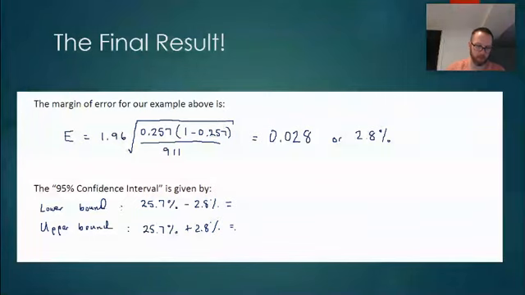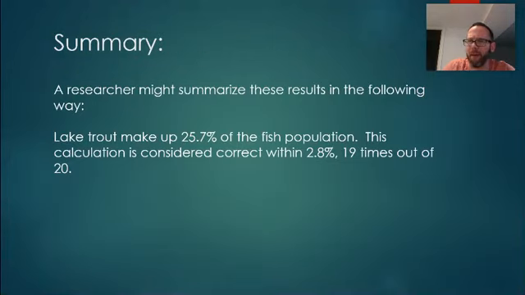25.7 minus 2.8, 22.9%. And 25.7 plus 2.8, I'm ashamed that I'm not using mental math, but I have 2 kids and I'm tired. 28.5%. So we can be 95% confident that the lake trout population makes up 22.9% to 28.5% of the lake's fish population.